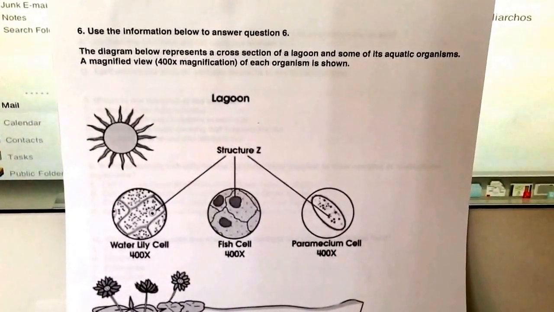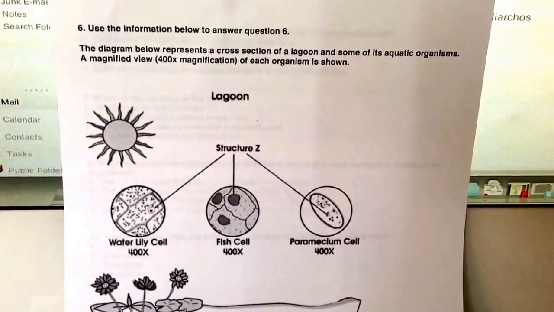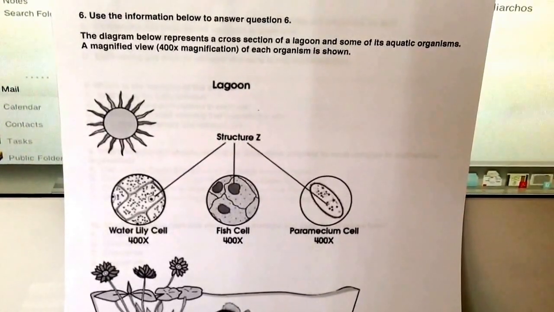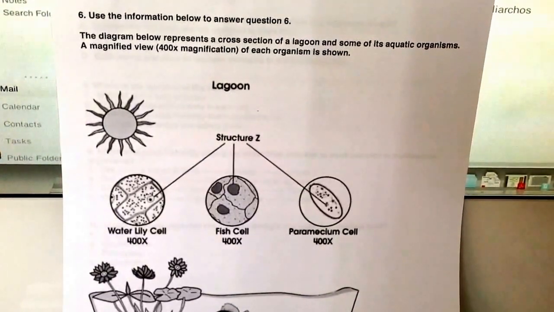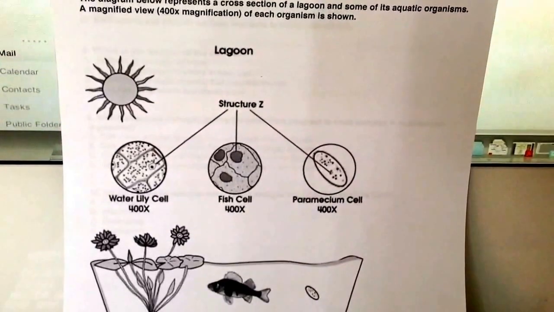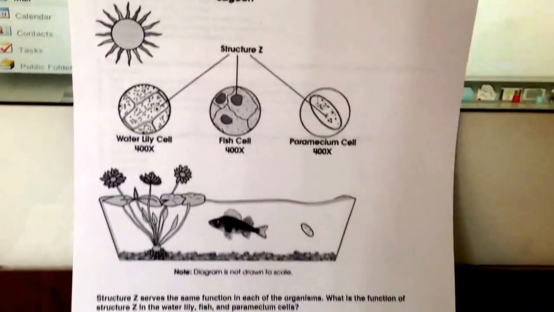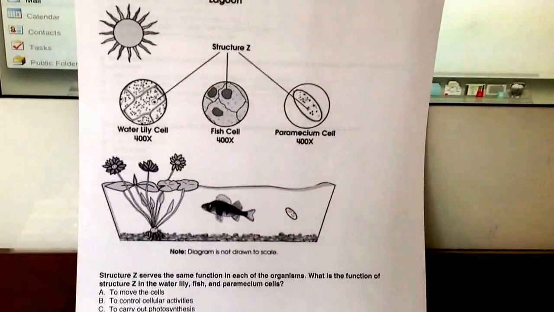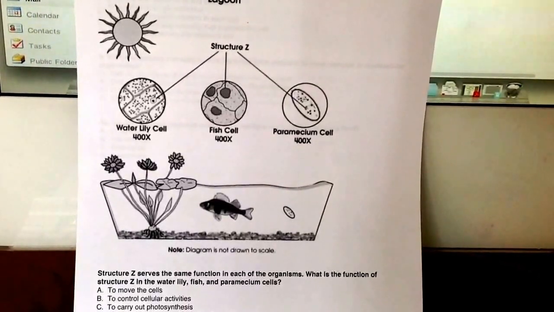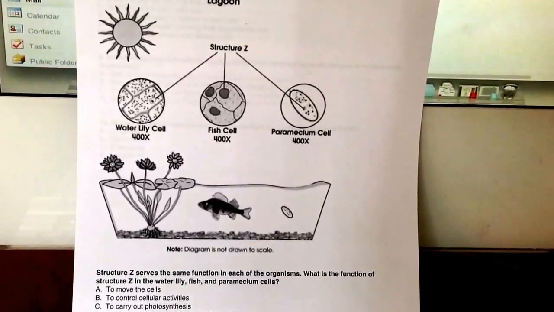Number 6. Use the information below to answer question 6. The diagram below represents a cross-section of a lagoon and some of its aquatic organisms. A magnified view, 400 times magnification, of each organism is shown. Structure Z serves the same function in each of the organisms. What is the function of structure Z in the water lily, fish, and paramecium cells?